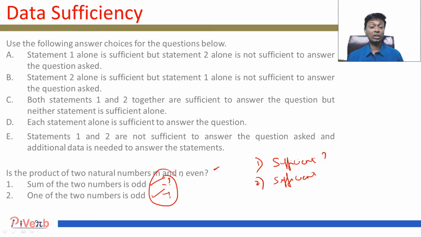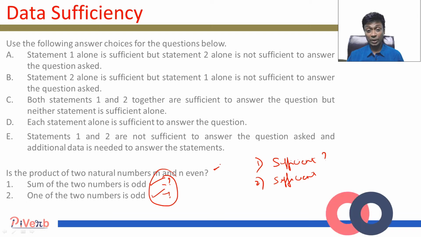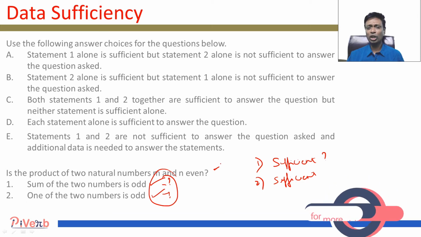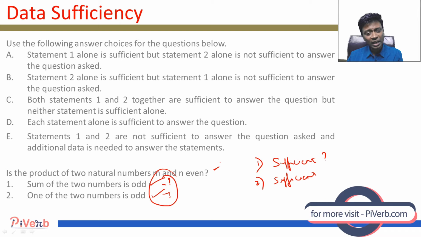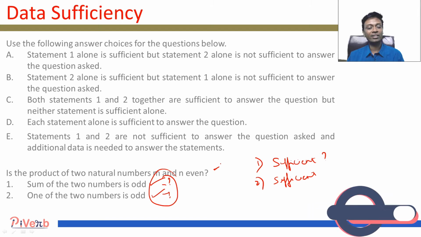Both put together: if standalone they are not sufficient, then we take both pieces of information together and see if they are sufficient. Right? Is one alone sufficient? Is two alone sufficient? Is both put together sufficient? That's all we are evaluating here. We don't need to find the answer. We need to know whether we have enough pieces of the jigsaw to answer the question.